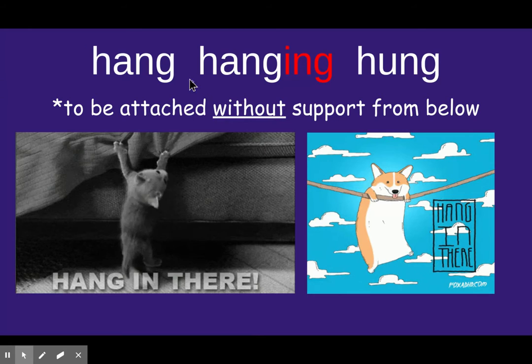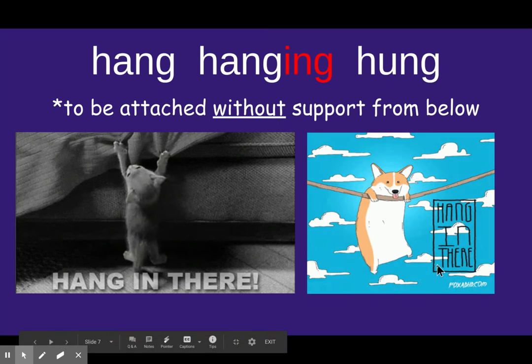Our next word, our base word, is hang. So we can have hanging. And our past tense is hung. All right. And it means to be attached without support from below. So if you notice, the little kitten is hanging off of the blanket and not touching the floor. And there's where the little kitten is attached. If you see, the dog is holding on to this tightrope thing. And if you notice, it's moving its little feet back and forth because there's no support from below when you're hanging.